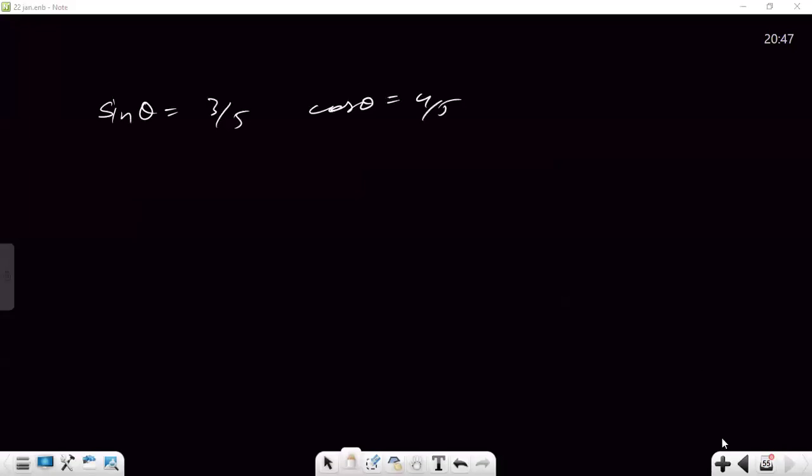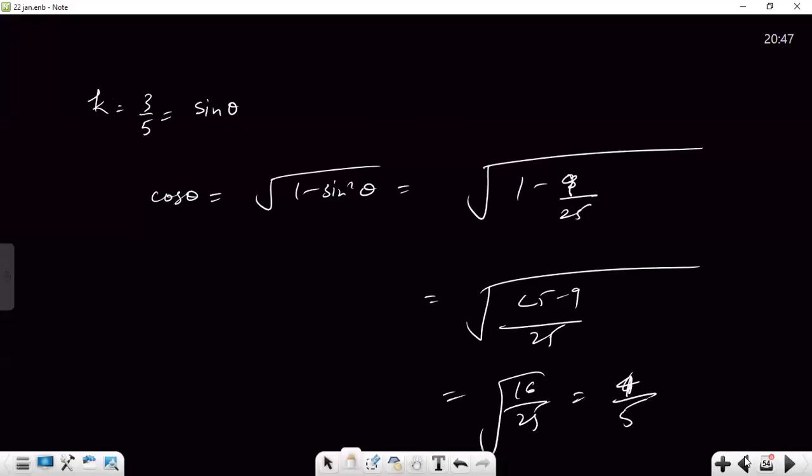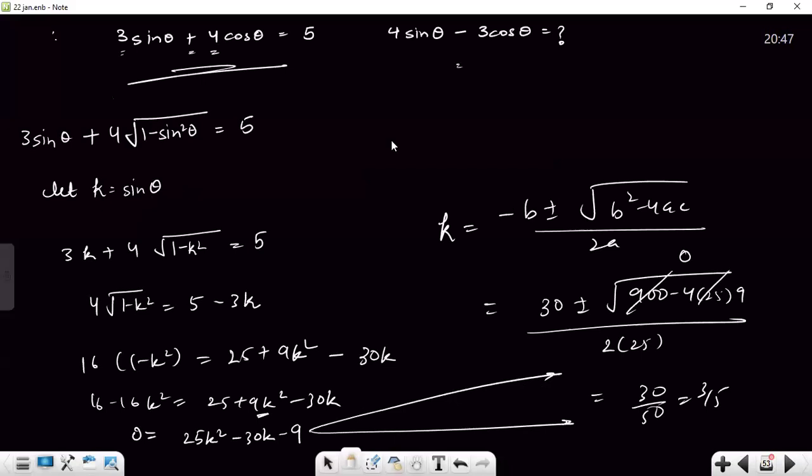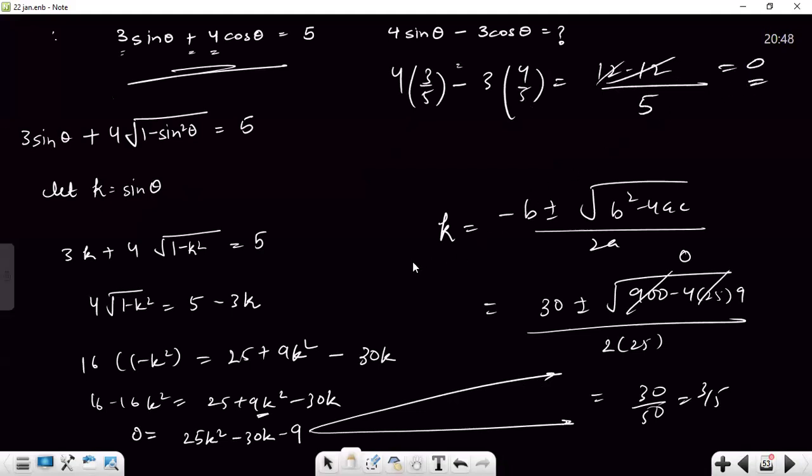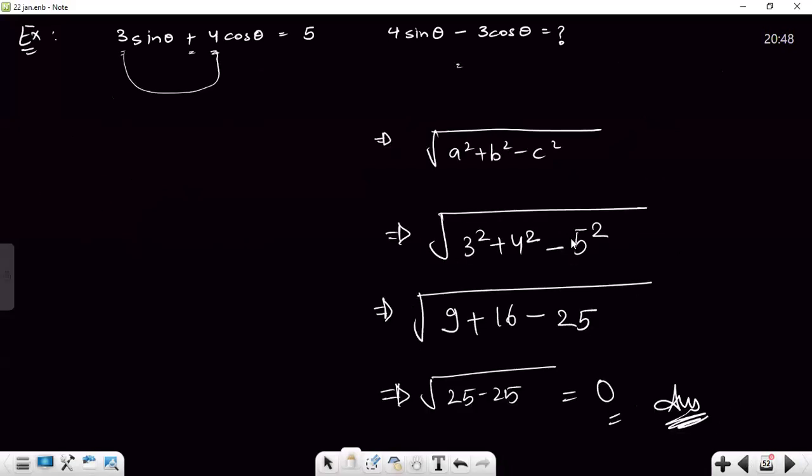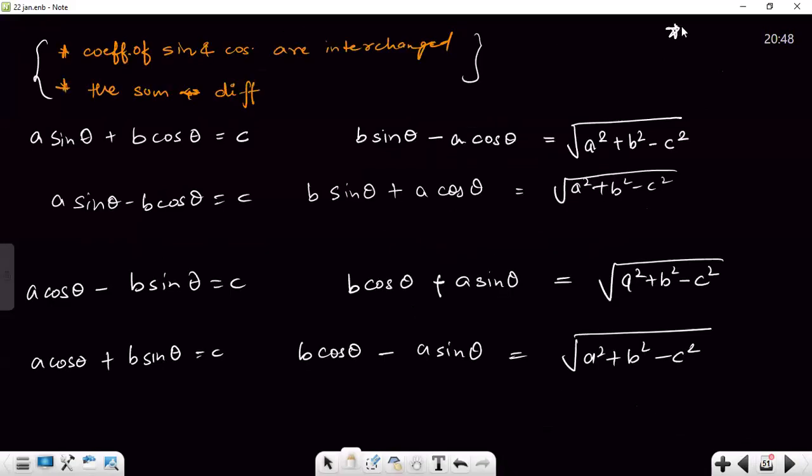So as per the question, what we have been asked is 4 of sine theta, which is 3 by 5, minus 3 into cos theta, which is 4 by 5. We'll take the LCM 5, 4 times 3 is 12, minus 12 is 0. So this is how long time will be needed to solve this question. Other than this, if we use these formulas, these basic observations, then we'll be able to solve them very quickly. Just we'll see and we'll be able to solve those questions.